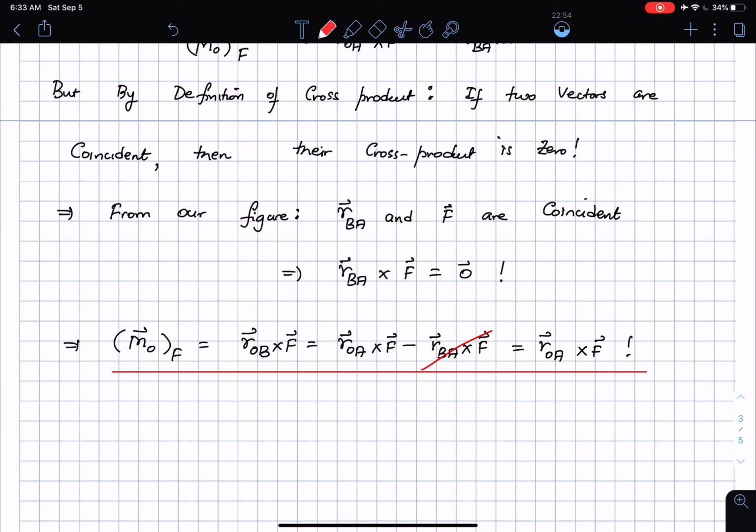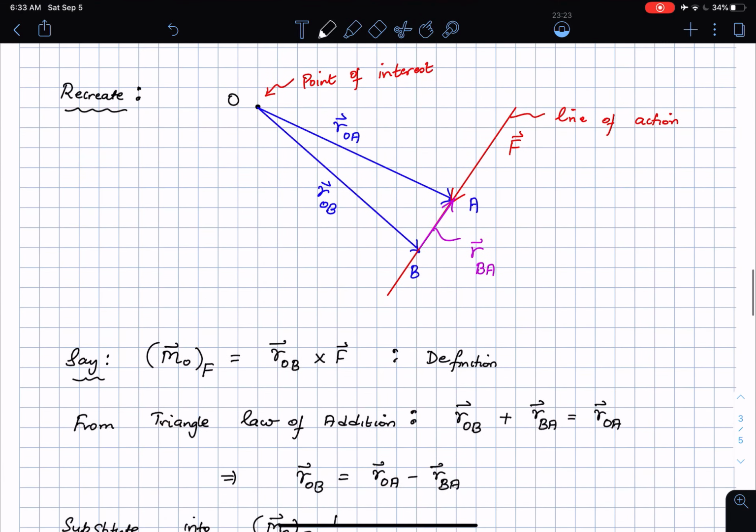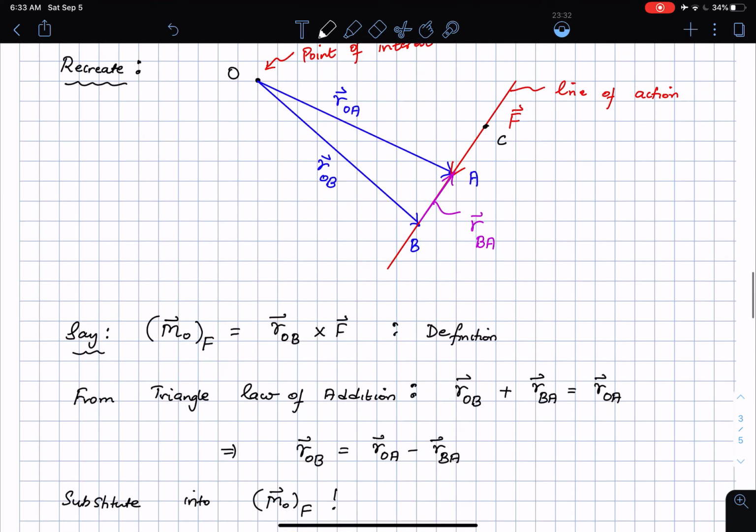Which tells me that in general, the moment about the point O due to any force F is ROA cross F, which is equal to ROB cross F, which is equal to maybe some ROC cross F, and so on and so forth, where the point C could be some point here. I could choose a point C there, take a position vector from point O to point C, and the same principle that we have used here can be used.